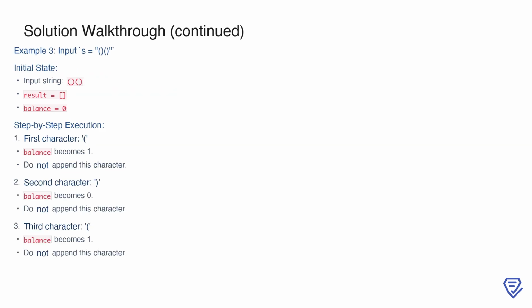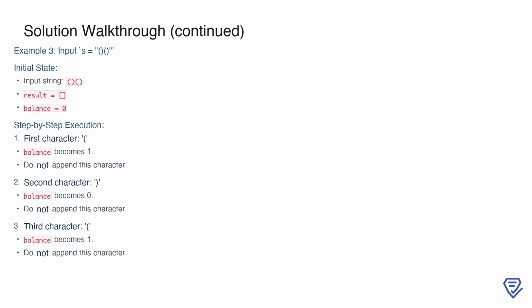In the third example, the input string is shown. Again, we start with an empty result list and a balance of 0. The first character is an opening parenthesis. When we increment the balance to 1, we recognize that this parenthesis is part of the outermost layer, so we do not append it to result.